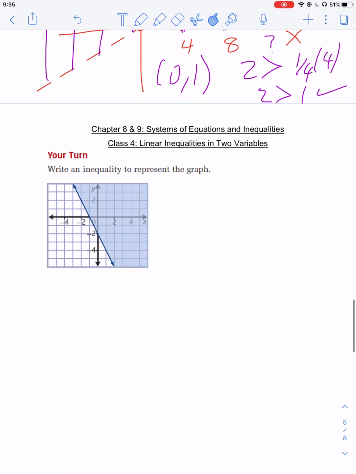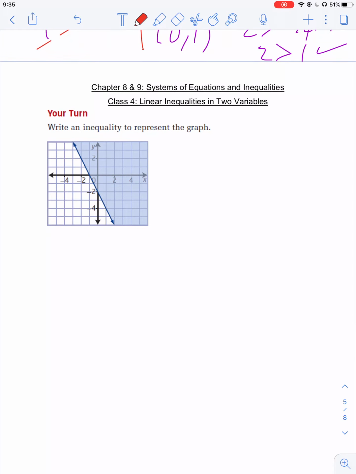Okay. And finally, this question. Here they are giving you this region, and they are asking you to figure out the inequality that would represent this graph. Now remember, as you can see, this line is not dotted. It's actually a connected line, okay? So that means that my inequality will be y either less than or equal to, or greater than or equal to, one or the other.